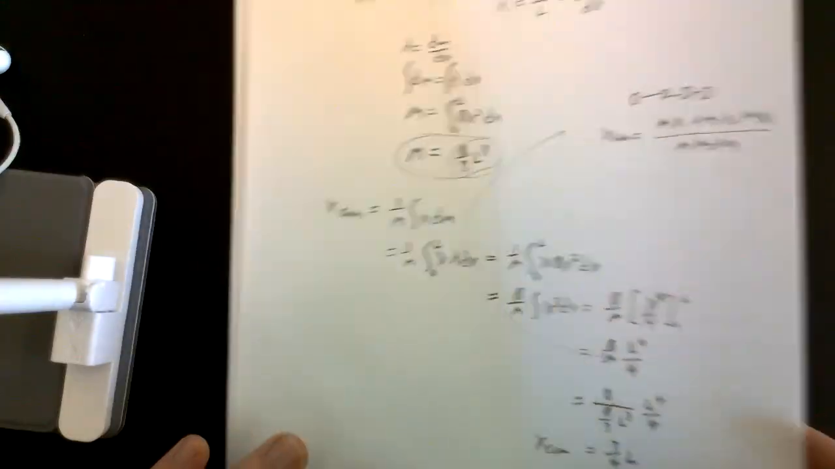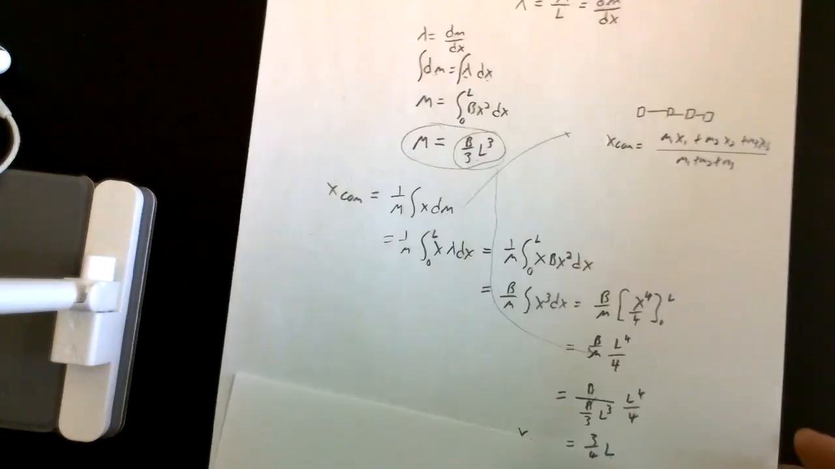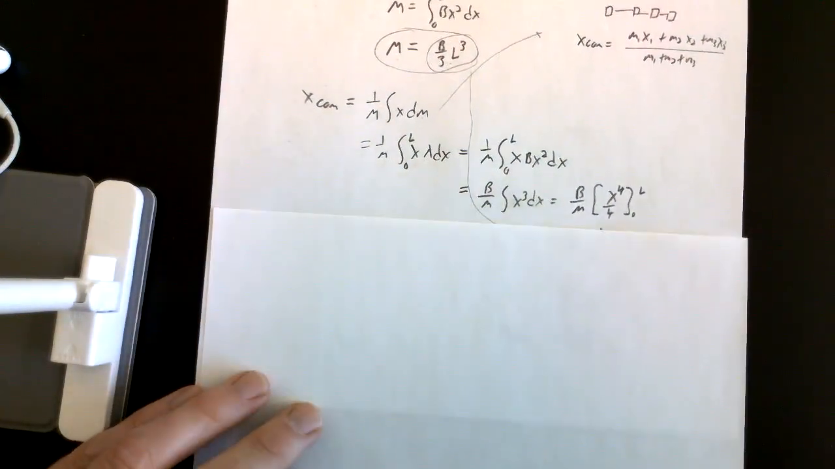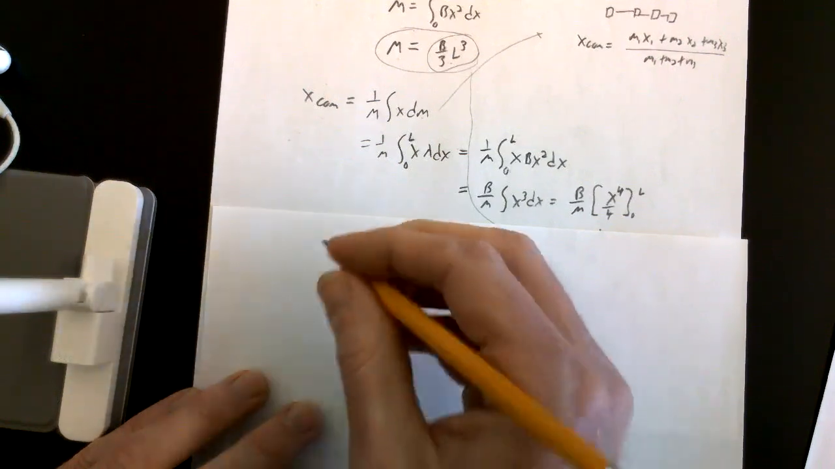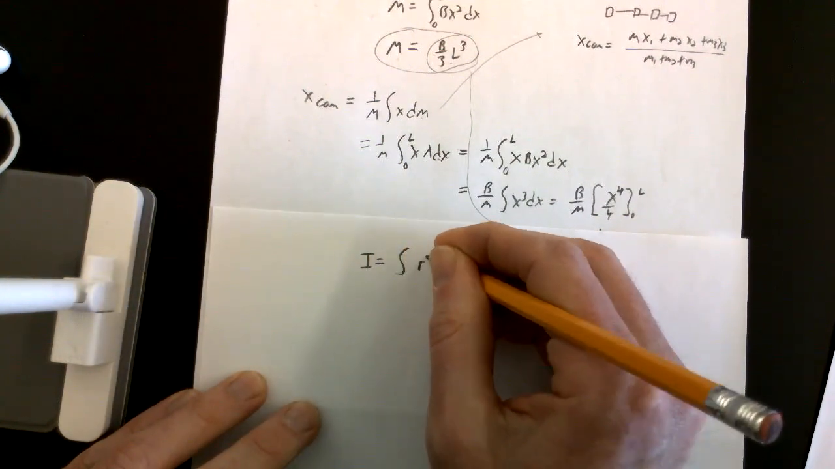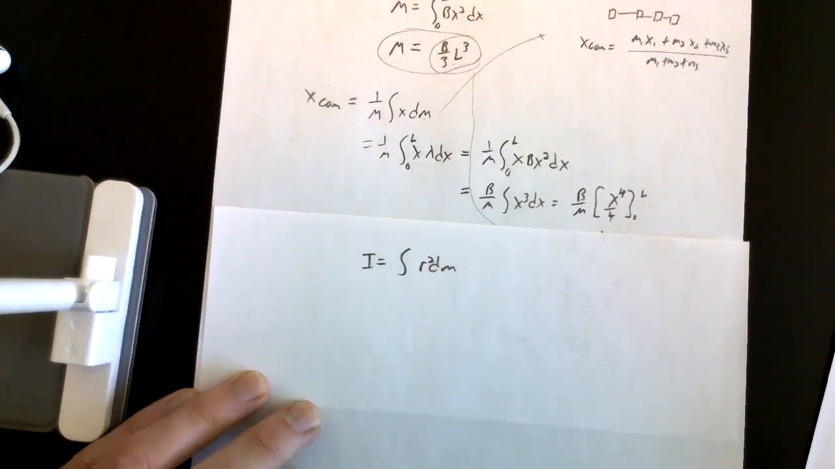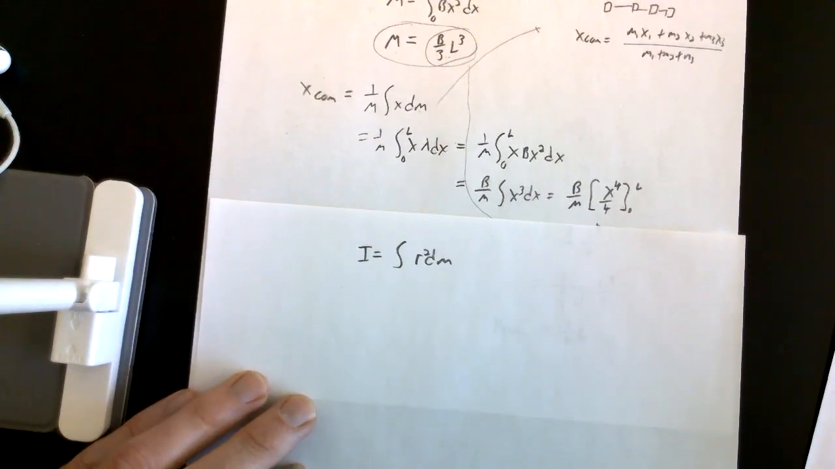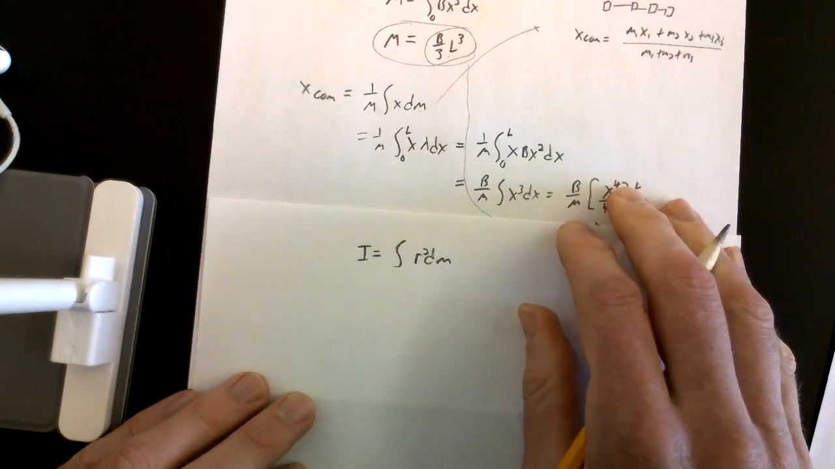Okay, so now let's do the other problem that they sometimes pop out at you, which is finding the moment of inertia. So just remembering our formula for moment of inertia is going to be integral of r squared dm. And that's for a continuous piece of something.